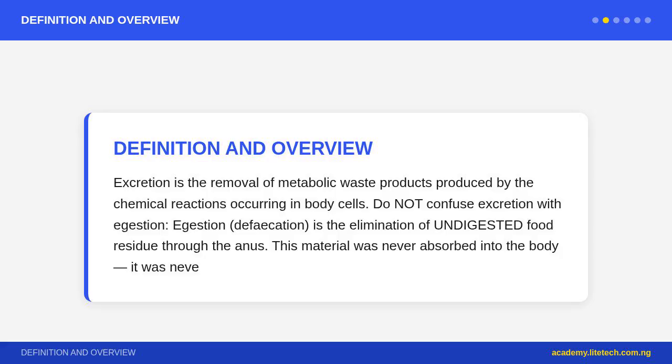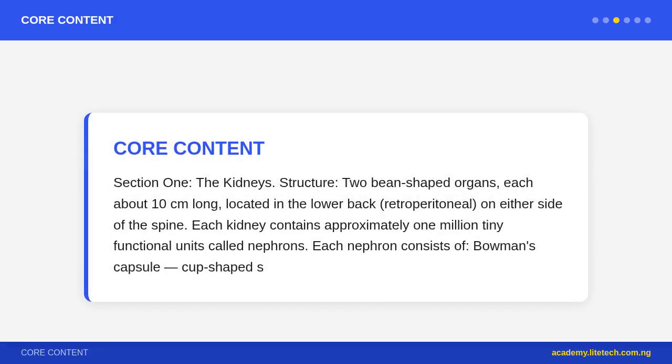Urine formation, two key processes. Process 1, filtration, ultrafiltration. High blood pressure in the glomerulus forces small molecules from the blood into the Bowman's capsule. This fluid, glomerular filtrate, contains water, glucose, urea, amino acids, salts, uric acid. Large molecules, proteins and blood cells, do not pass through, they remain in the blood.